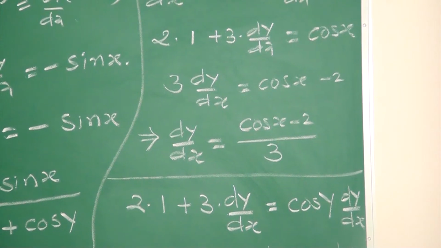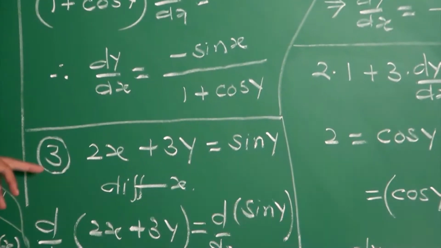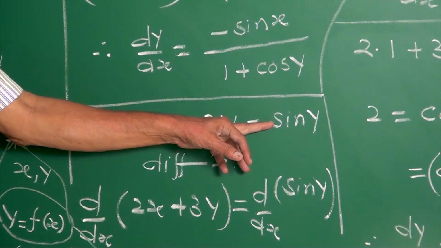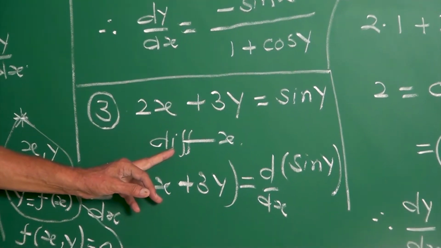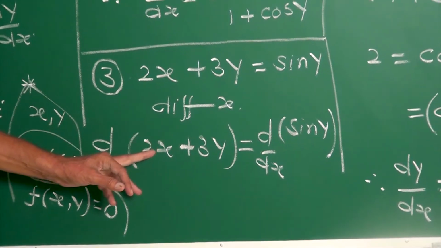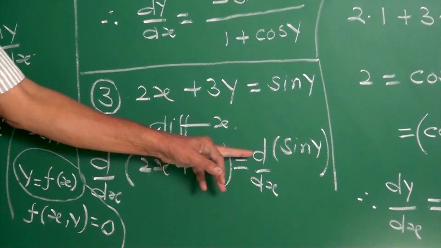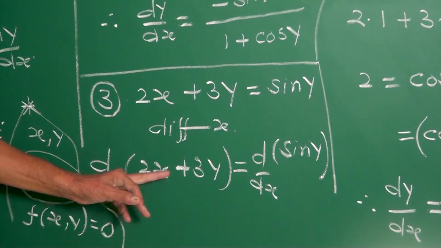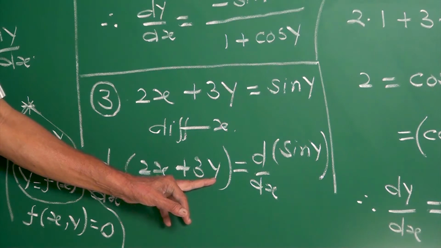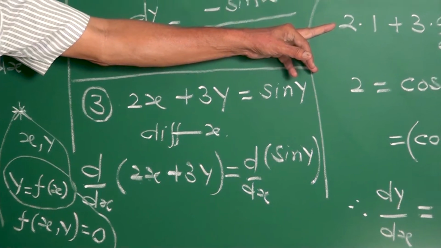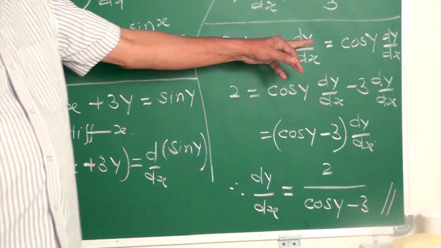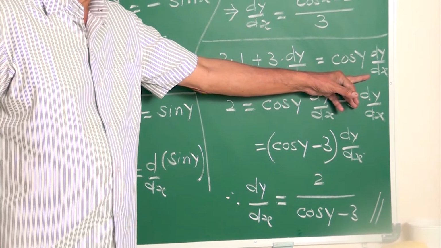Then this is the third example, my friends. 2x plus 3y equal to sin y. First rule, differentiate with respect to x. Derivative of LHS equal to derivative of RHS. 2 into derivative of x is 1 plus 3 into derivative of y is dy by dx, equal to sin y, first with respect to y, then y with respect to x.